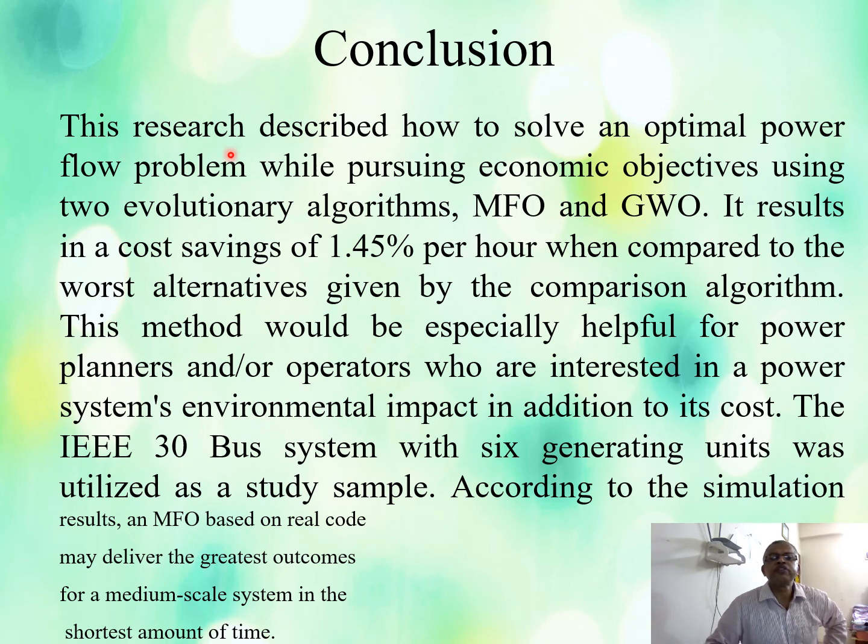Now about the conclusion. This research describes how to solve an optimal power flow problem while pursuing an economic objective using two evolutionary algorithms, that is MFO and GW. It results in a cost savings of 1.45% per hour when compared to the worst alternative given by the comparison algorithms. This method would be especially helpful for power planners and operators who are interested in the power system's environmental impact in addition to its cost. The IEEE bus system with 6 generator units was utilized as a study sample. According to the simulation results, the MFO based on real code may deliver the greatest outcomes for medium scale systems in a shortened amount of time.